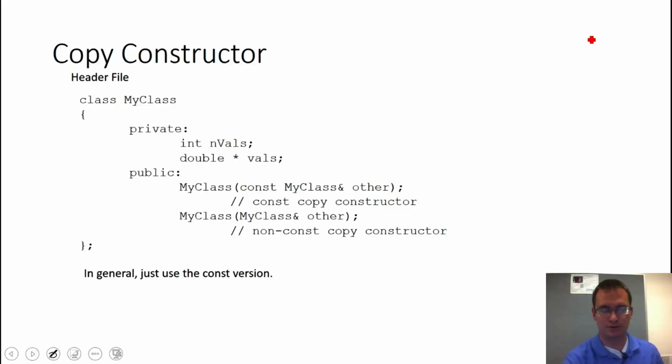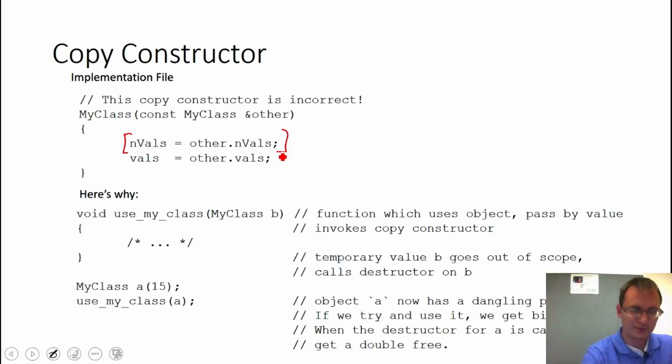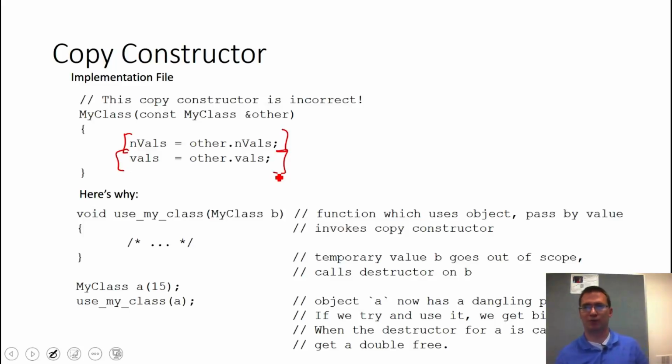You declare it using a const reference or a non-const reference. In general, all you need is the const version. Okay. So here's our basic implementation. If we want to make a copy, we're going to copy n vals from the other one, or the right-hand side, and then we copy our pointer, vals. However, this does not work very well.